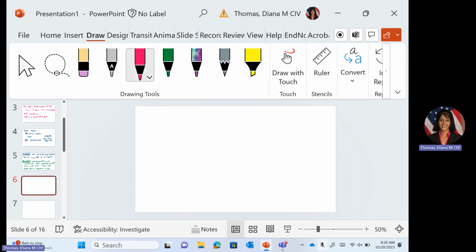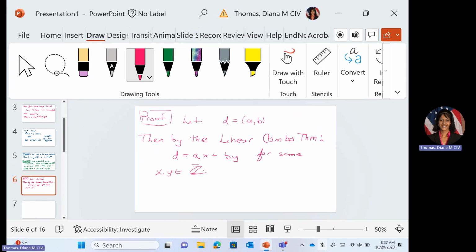Okay, so I'm going to prove this. So there's my common divisor. Then, by the linear combo theorem, D equals AX plus BY for some X and Y belonging to Z. If you wrote out the know and the show, on the show part, if C divides A and C divides B would pop up into your know. So I'm going to put that in my know here. Assume C divides A and C divides B.